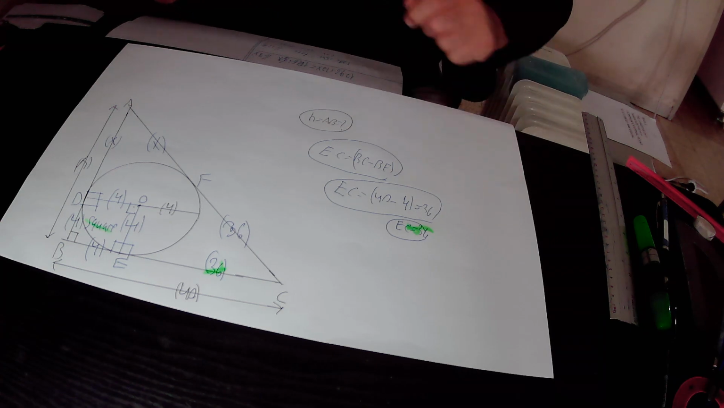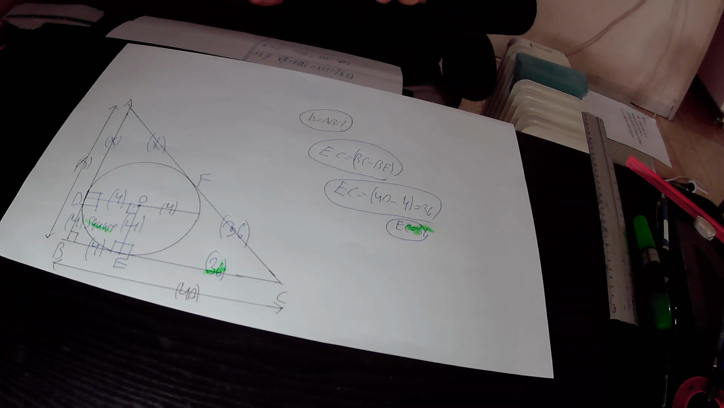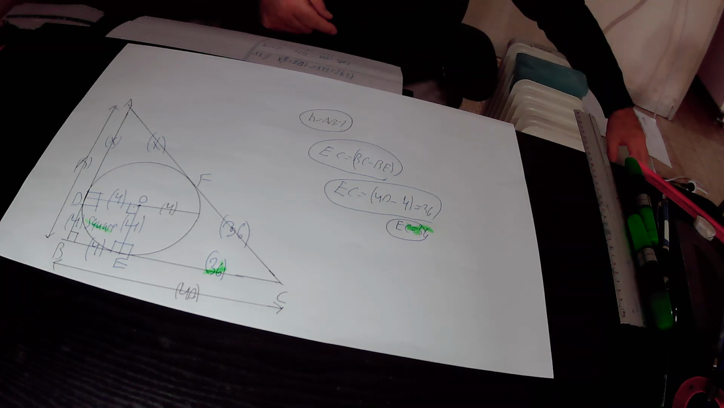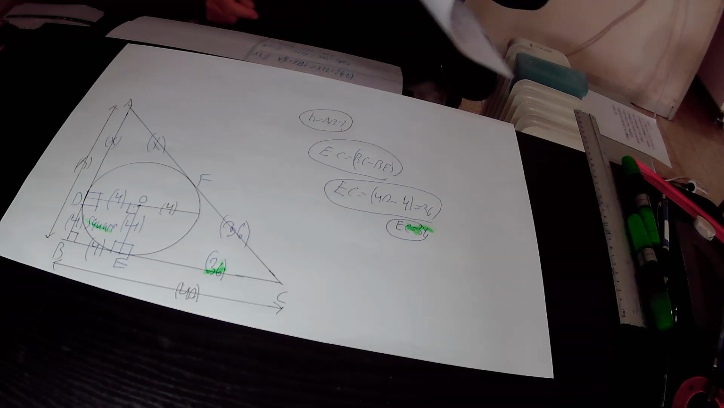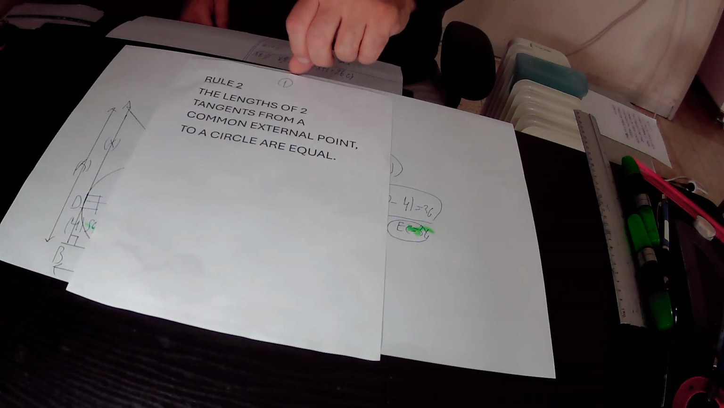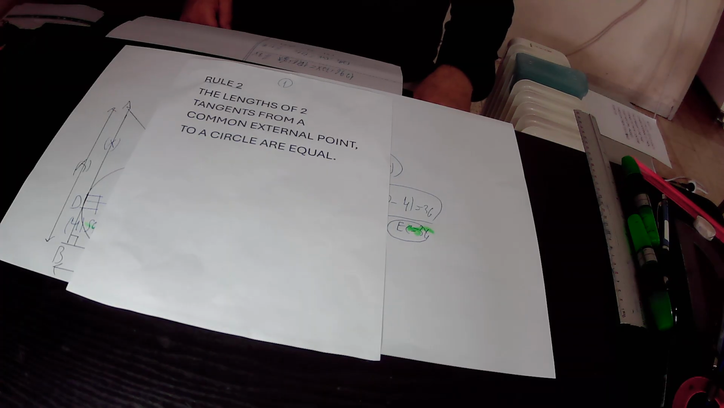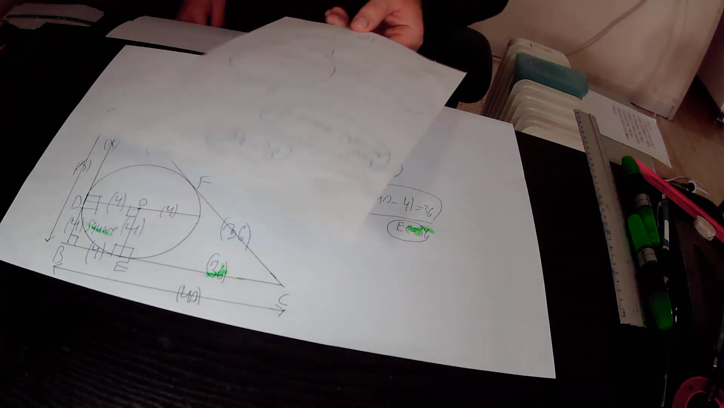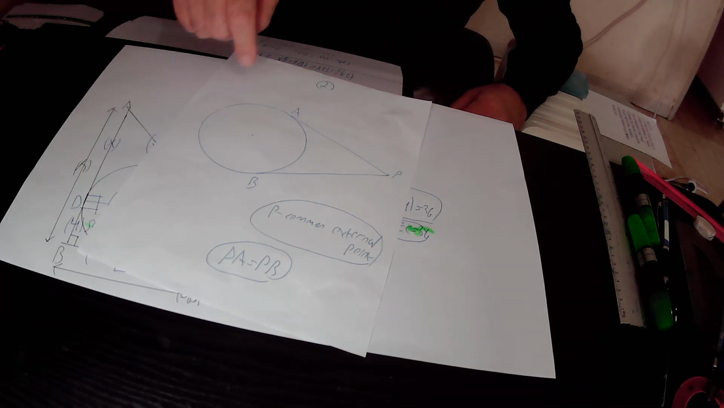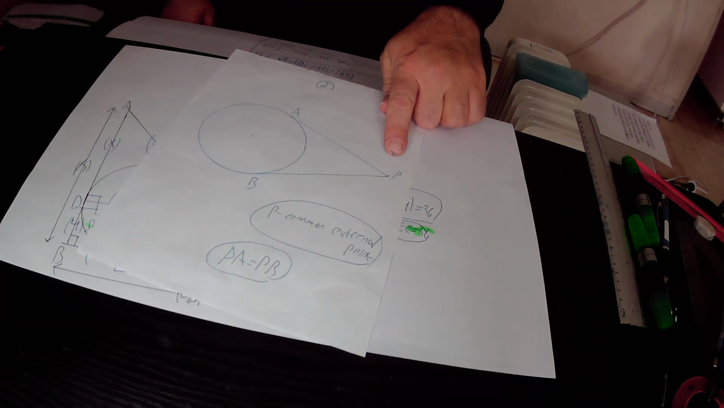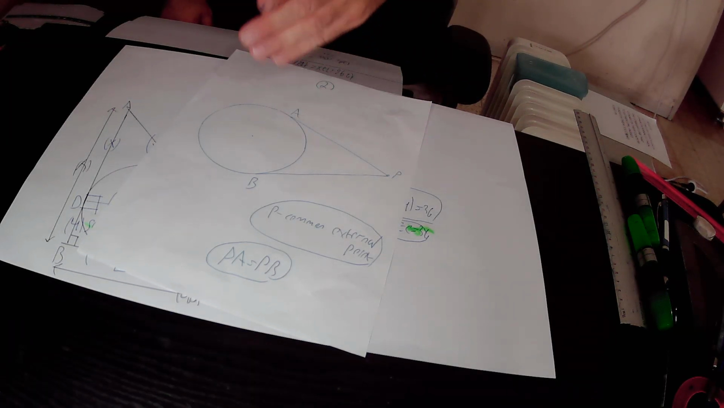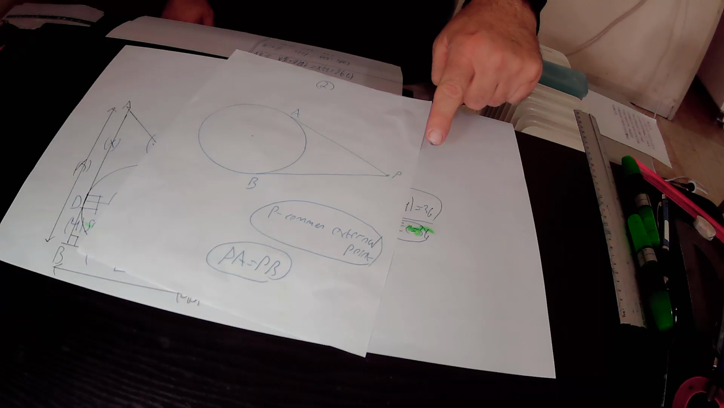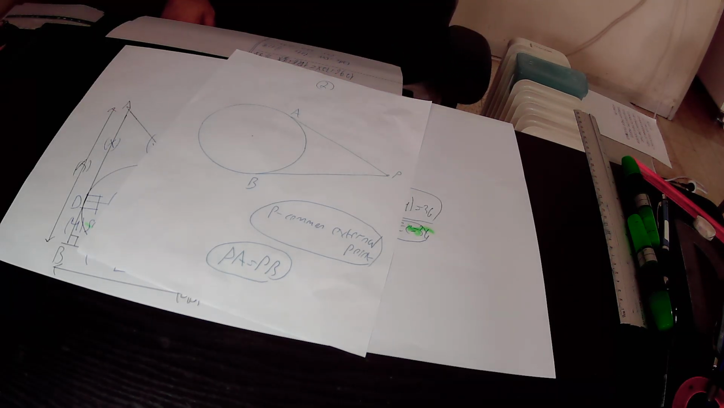The next step, we use rule 2 in our drawing. According to rule 2, the lengths of 2 tangents from a common external point to a circle are equal. In the drawing, we have a circle. This is the common external point P. For this external point P, we have 2 tangents to this circle, tangent PA and tangent PB. And according to rule 2, they are equal to each other. That is to say, PA equals PB.